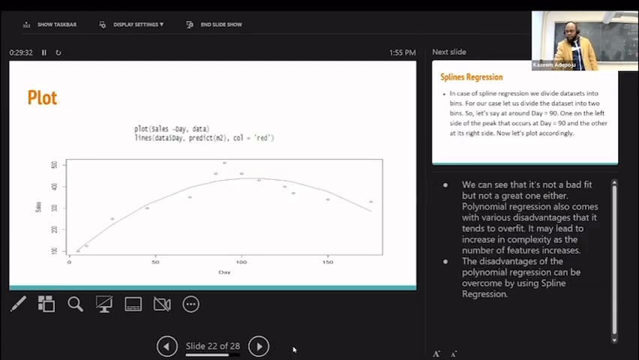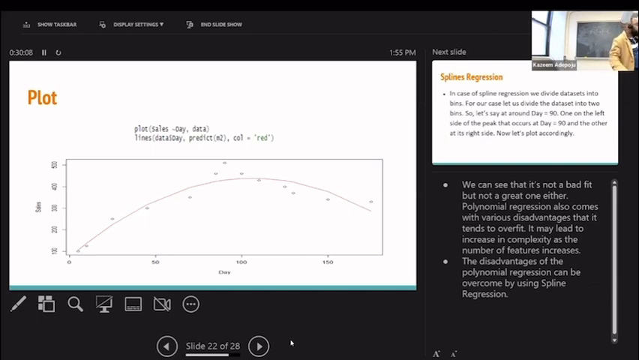Now, I said something here. I said we can see that it is not a bad fit. This is not a bad fit, but not a great one either. And I said polynomial regression also comes with various disadvantages: it tends to overfit, as I told you the other time, and it may lead to an increase in complexity as the number of features increases. So the disadvantages of polynomial regression can be overcome using the regression spline.